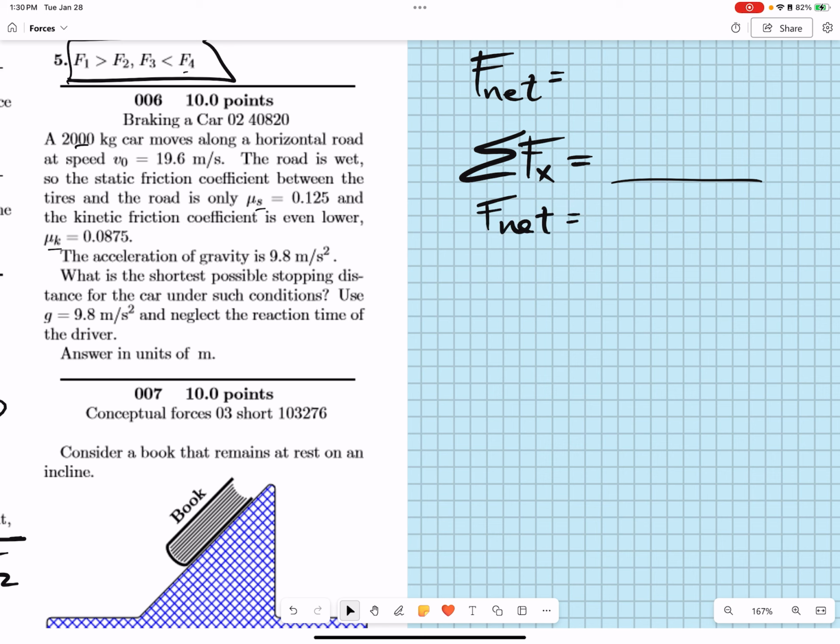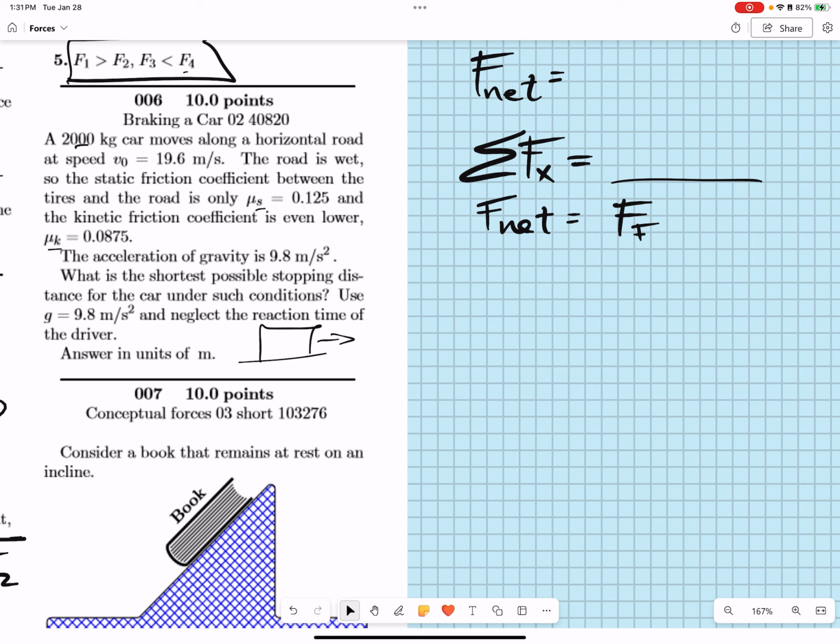But in this case, think about what's going on. You have a car. Here's my car. It's moving along and hitting sand. There's nobody pushing or pulling the car. So the only force acting on the car when it hits the road is friction. Okay, that's it.